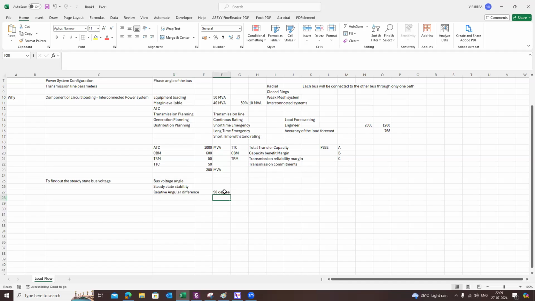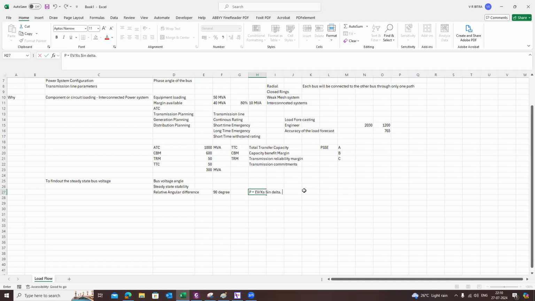Let me repeat my point. If the angle between the sending end bus and the receiving end bus goes beyond 90 degrees in the steady state itself, then we can say that the system is not stable in steady state. Because all of us know the power equation, which is P equal to EV by XS into sine delta. When delta becomes more than 90 degrees, the system becomes unstable.